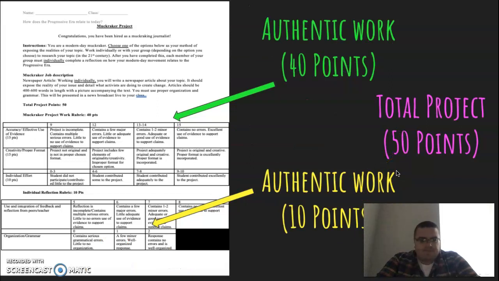A copy of the rubric is going to be linked on Mr. LeBlanc's page. You can definitely dive in and take a look at that. Now, there are two parts to the rubric. So obviously you have the authentic work, which is 40 points, and then you incorporated the feedback. I shouldn't say authentic work, I'm sorry. That should be the individual reflection. We'll call it reflection work. So the total history grade is going to be 50 points.